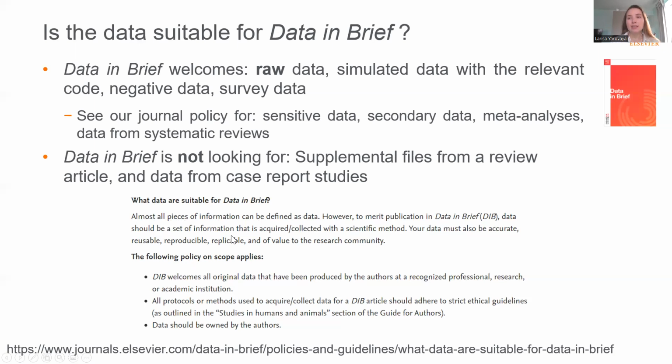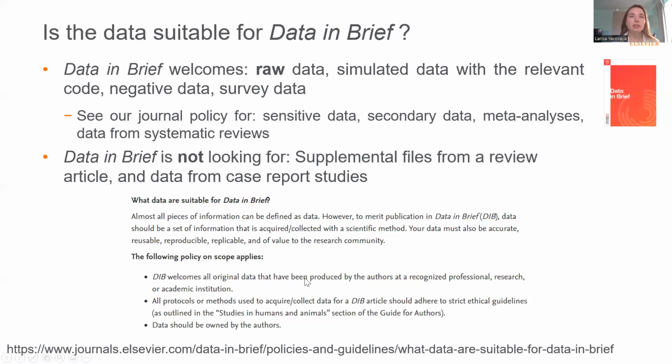So as you can see in the guidance from the journal, what data are suitable for Data in Brief: almost all pieces of information can be defined as data. However, to merit publication in Data in Brief, data should be a set of information that is acquired and collected with a scientific method. Your data must also be accurate, reusable, reproducible, replicable, and of value to the research community. So the following policy on scope applies.